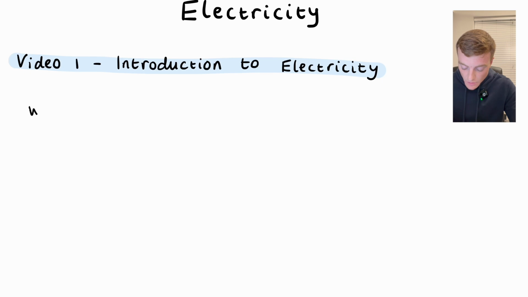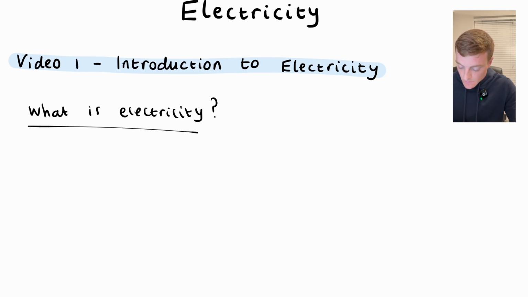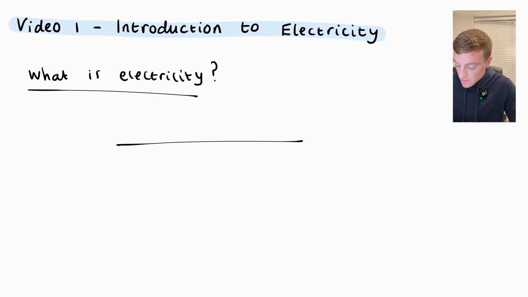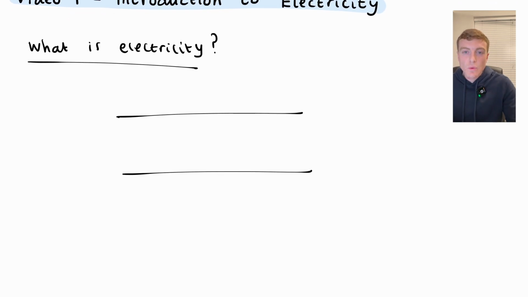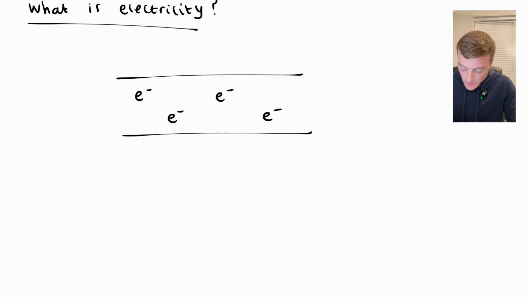So let's start with, well, what is electricity? Let's draw a copper wire. Now, metals have what we call delocalized electrons. This just means that these are electrons that are free to move within the metal. So let's draw some electrons. Now, the first key point is that electrons are negatively charged.